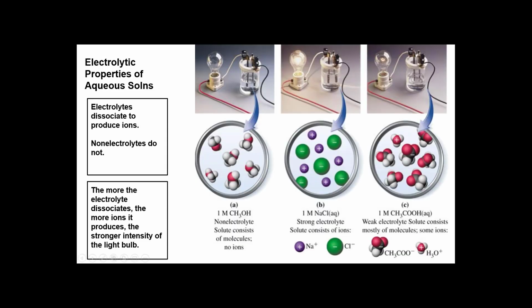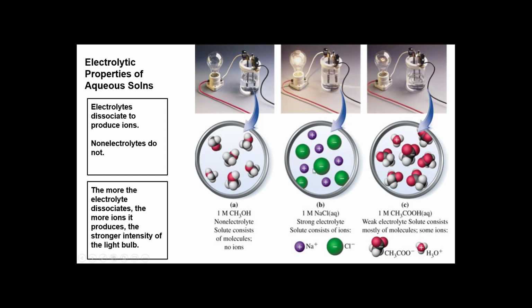So here's an example. We have light bulbs at the top, and you can see one is not lit, one is very bright, and one is very weak. This is an example of non-electrolytes, electrolytes, and weak electrolytes. Here we have methanol. Methanol is a non-electrolyte because there's no current going through to light the bulb. It should light if it was an electrolyte. Even though methanol dissolves in water, it stays intact and will not carry a charge.